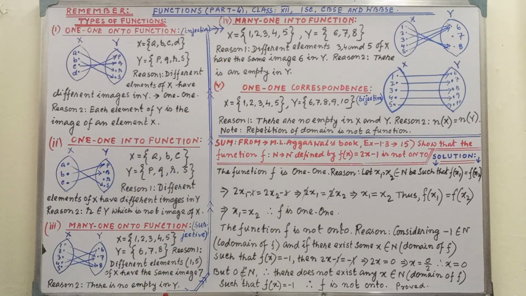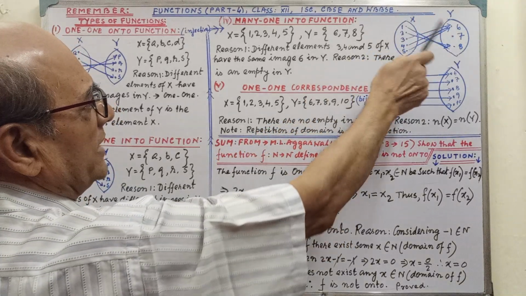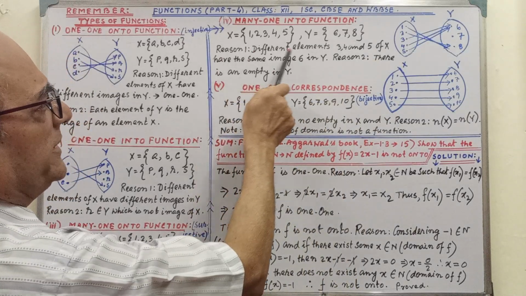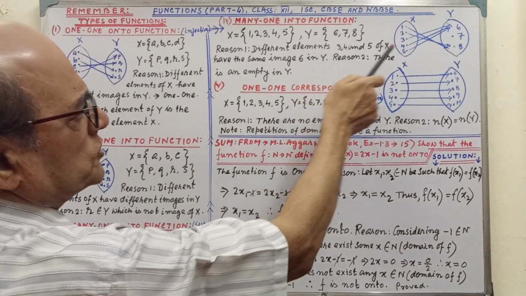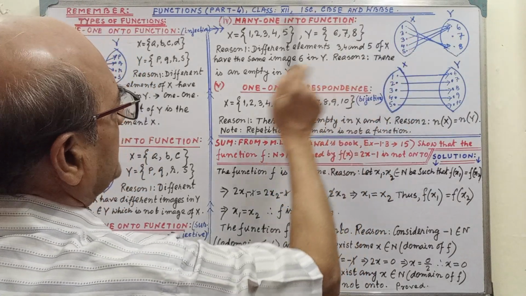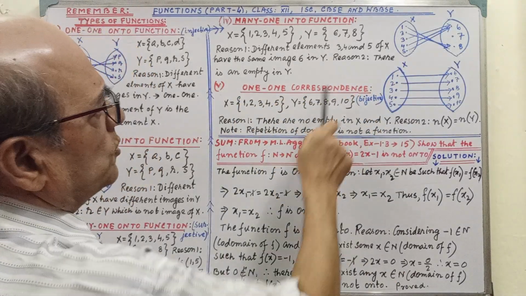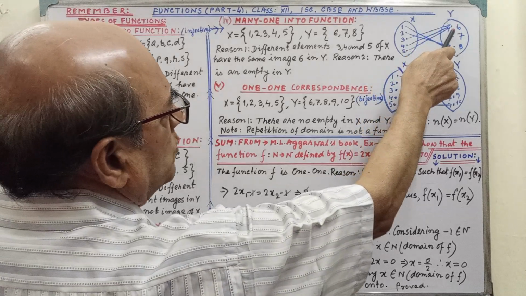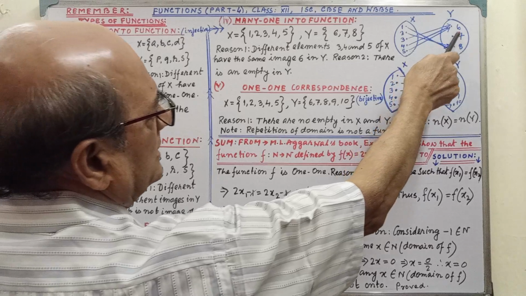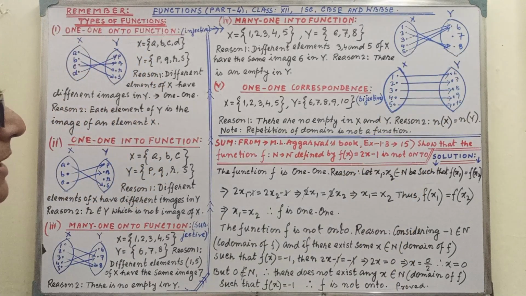Naturally, from this we may conclude there must be an empty. In into there is empty, in onto there is no empty. Reason: different elements, that is 3, 4, 5 of X, have the same image, that is 6 in Y. Many to one point. And reason 2, there is an empty in Y. This is why many-one into function.